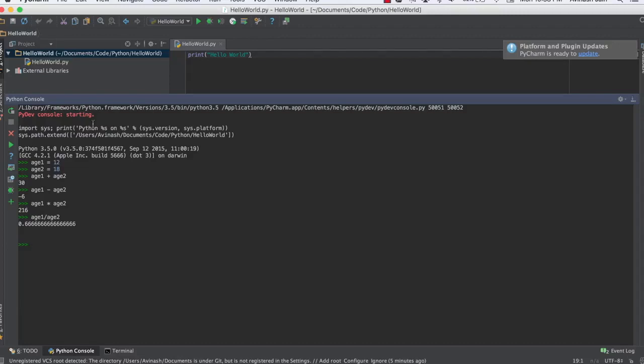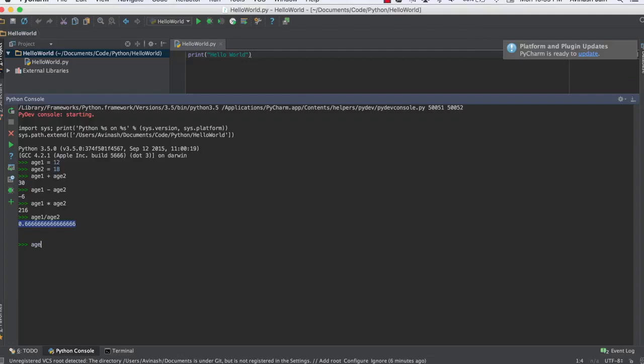And then we're going to talk about modulus. So modulus is basically a function that gives you the remainder. For example, we did age 1 divided by age 2 over here and we got a decimal, right? If we don't want the exact answer and instead we want the remainder, we can use the modulus. So let's try it out.